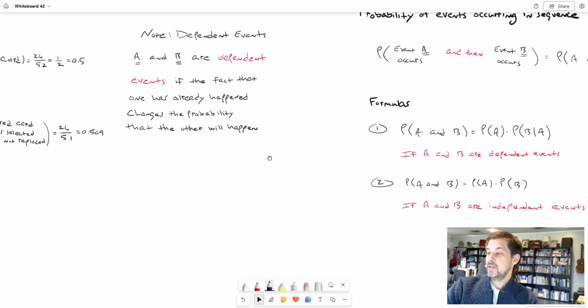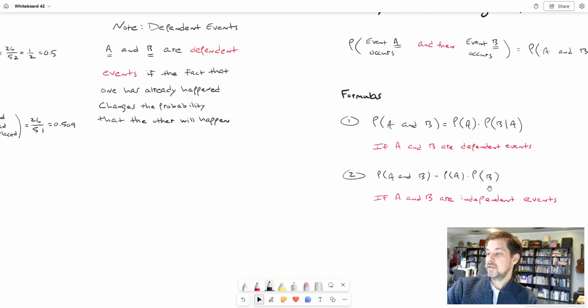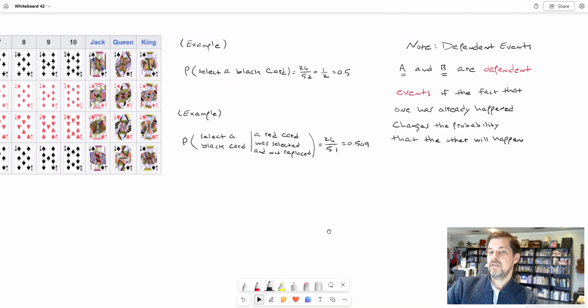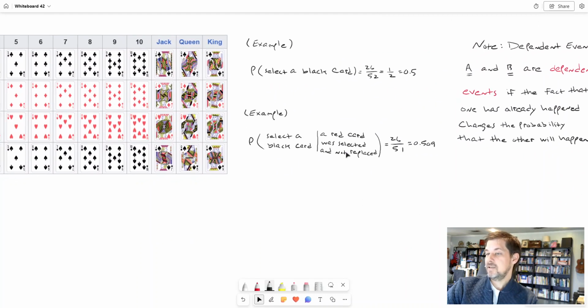Now, independent events is the other case for the formula. These events would be independent if I took the red card out and I put it back, because then it's like the deck is just like it was when you started. So if the problem said we're going to take a red card out and then we're going to put it back in, then we get independent events. That wouldn't change the odds of selecting a black card.